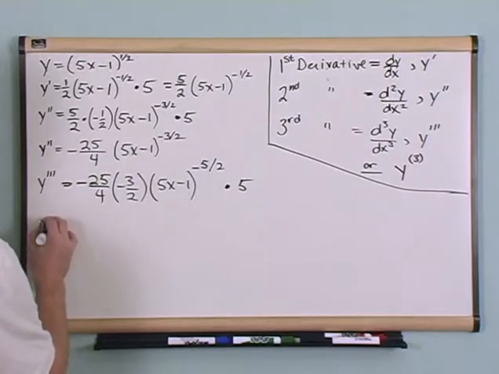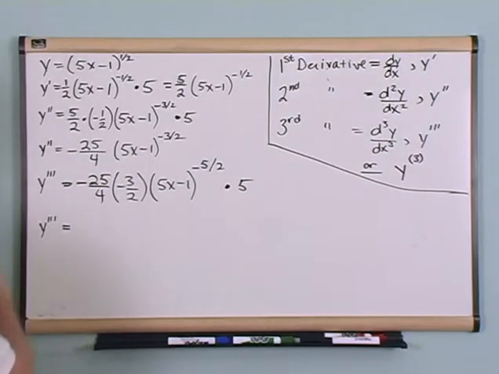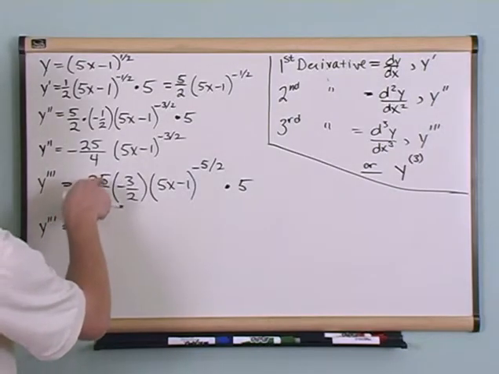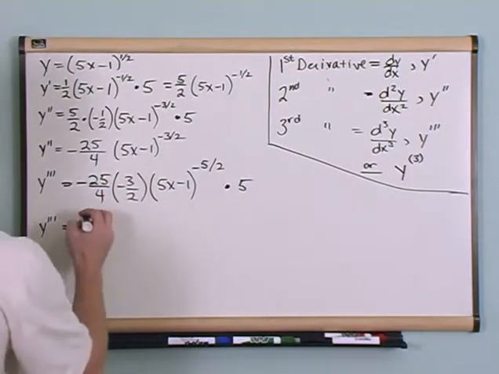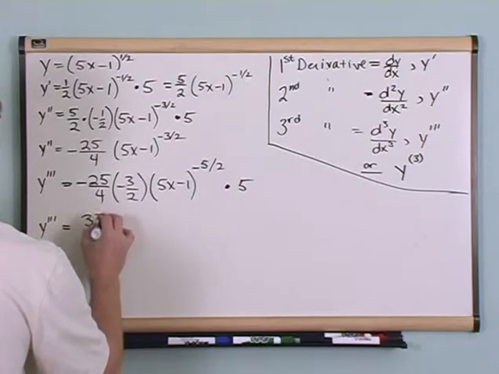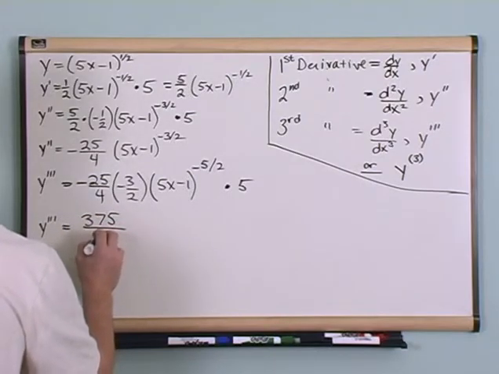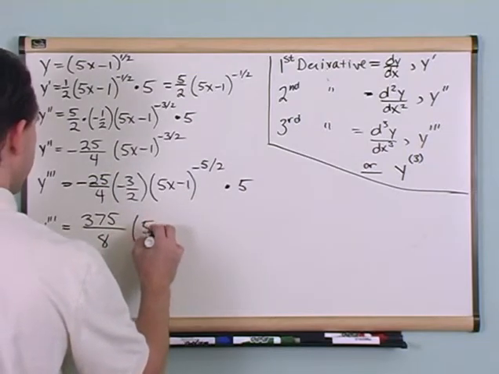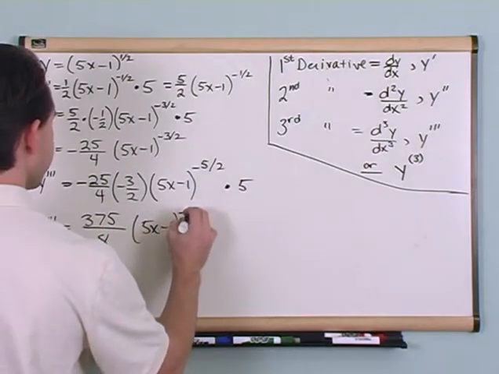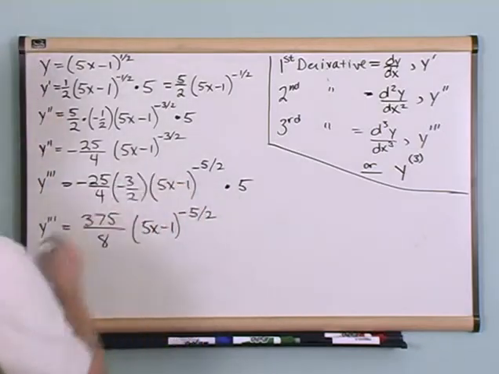So to sum it up, this is all simplified. If you do this math, 25 times 3 times 5, and negative times negative gives you positive. In the end, you're going to have 375 over 8, since 2 times 4 gives you 8 on the bottom, and you will have (5x minus 1) to the negative 5/2.